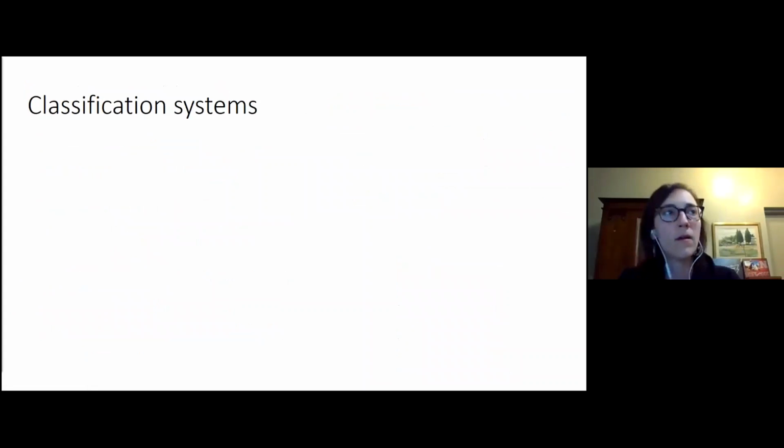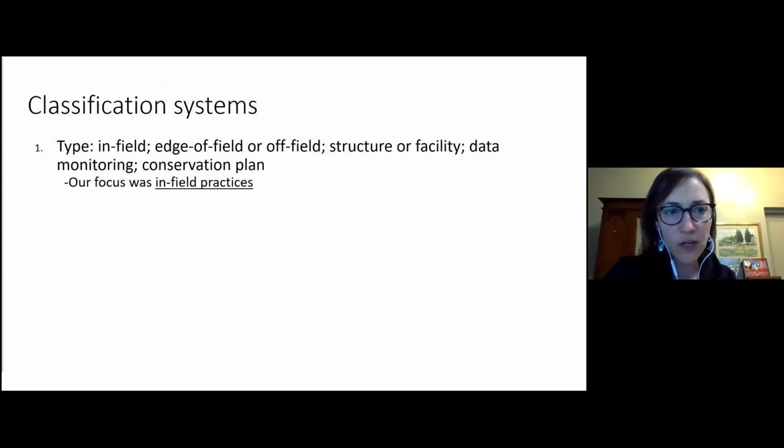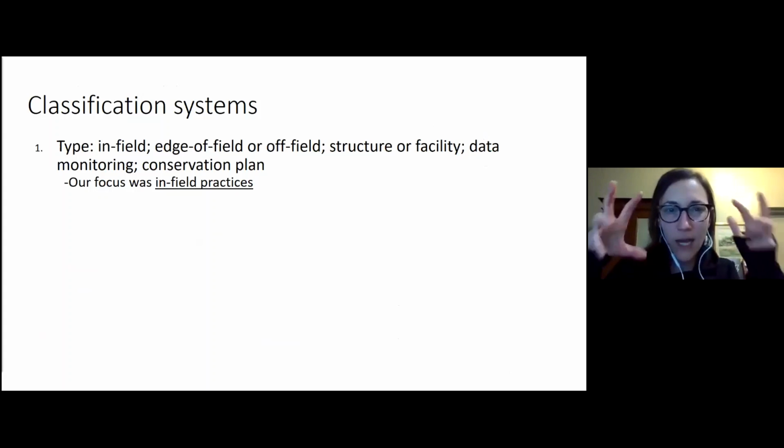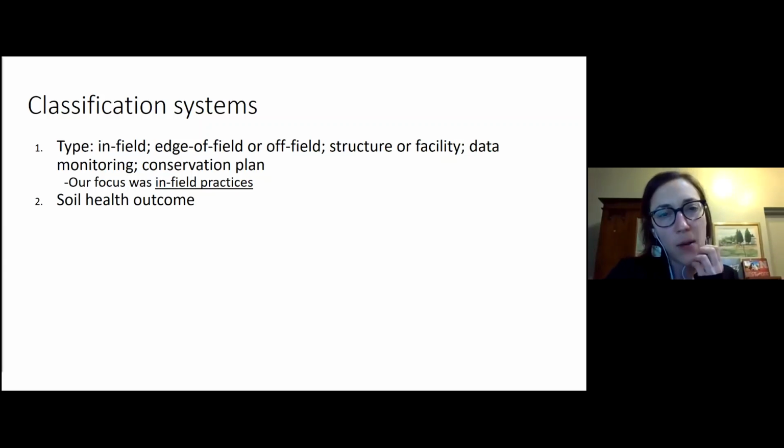So let me tell you a little bit about our classification systems that we use. The first was just the type. So just a general description of what the practice is, or really the primary asset that the practice is targeting. And then the second classification that we used was soil health, but let me just qualify this here: we really wanted to focus on those practices that are happening in the field, right? So these are meant to be working lands programs, but there's a number of things that are not really necessarily taking place within a working farm, forest, or ranch land. So that was our primary interest and focus.